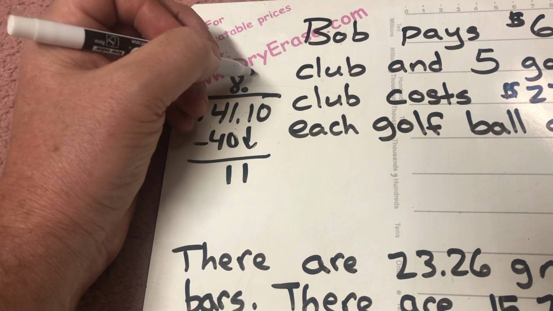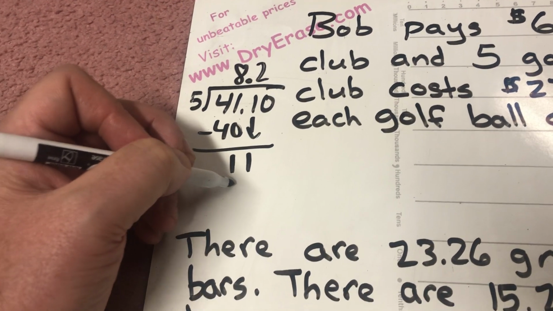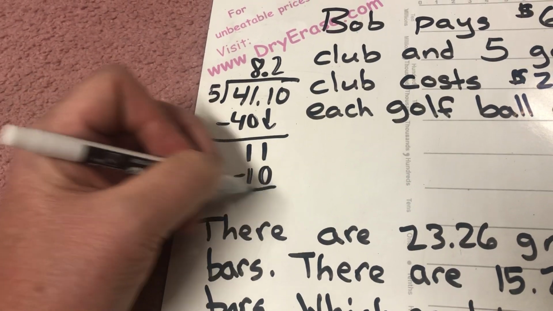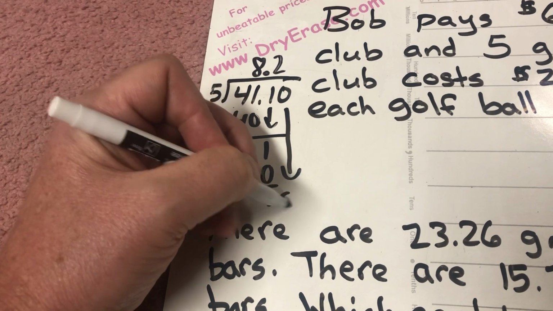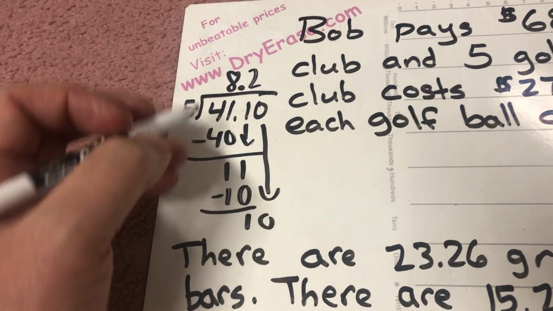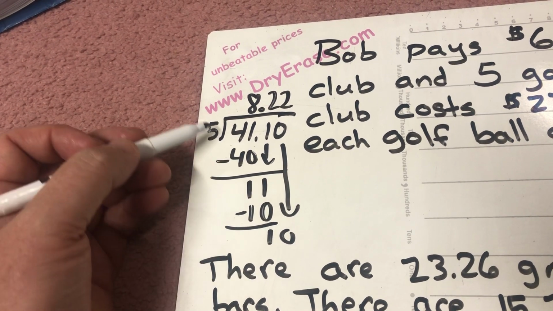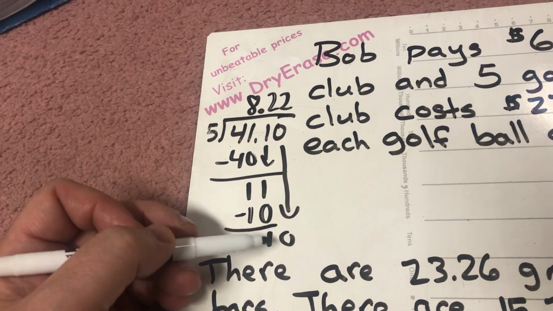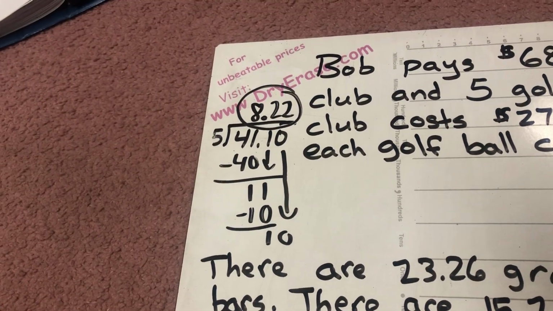5 can go into 11 twice. 2 times 5 is 10. 11 minus 10 is 1. I'm going to bring that 0 down. And I know that 5 can go into 10 twice. And I know there's none left over because 5 times 2 is 10. Each golf ball cost $8.22.